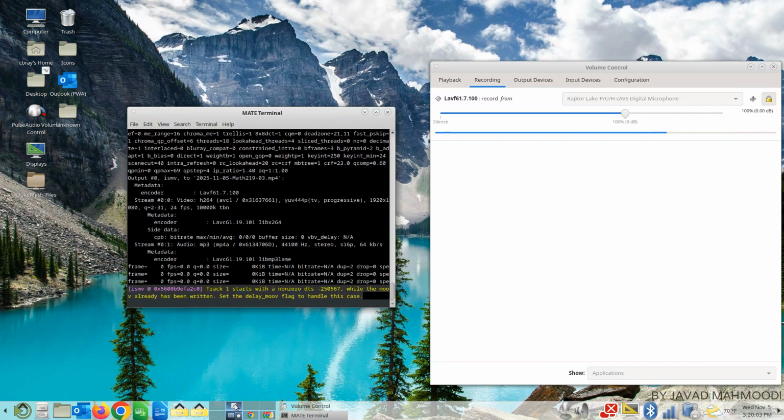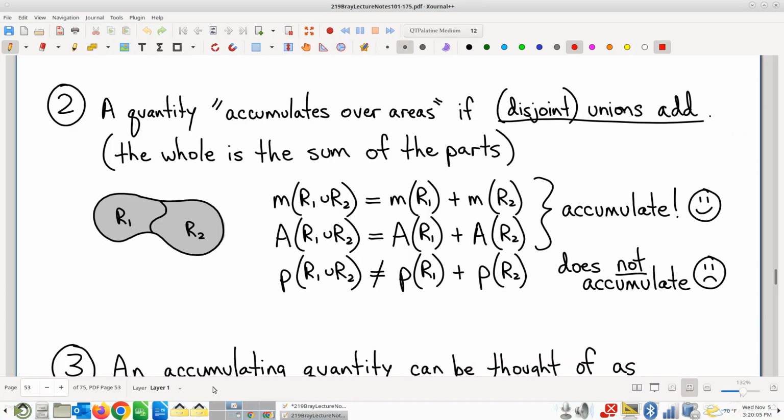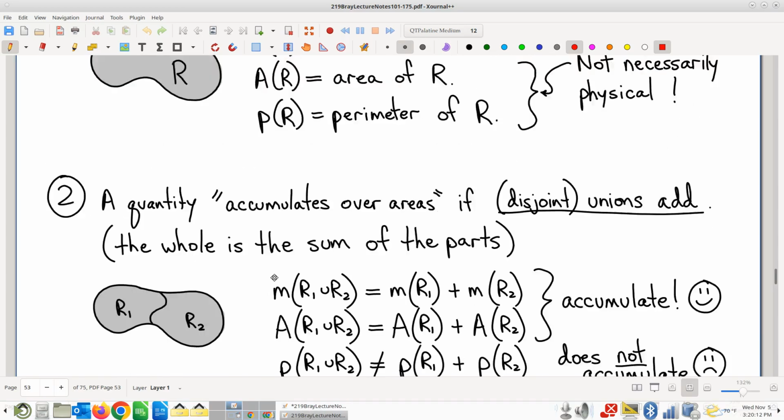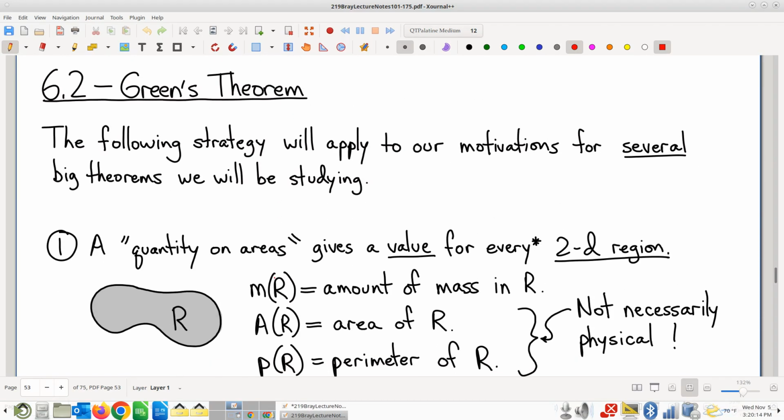Okay, off we go. So here's where we were last time. We're just getting started in section 6.2. We're going to talk about Green's theorem. I'm building up to it in a way that's establishing what I'm going to call a framework, a strategy that I think is going to apply very effectively to lots of different theorems that we're going to talk about in chapters 6 and 7.